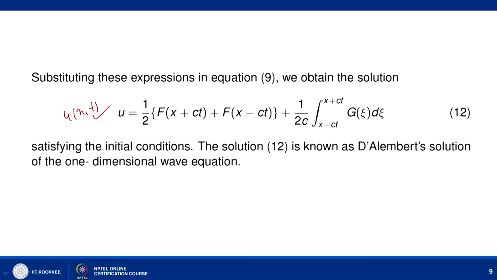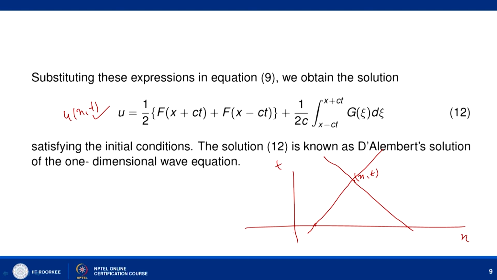This solution is known as D'Alembert's solution of the one dimensional wave equation, in fact the wave equation for an infinite string. Now, if you look here, I can draw this: here we have the x axis, here we have the t axis, and here we have the point x, t at which we want to find the solution. At this point, if you draw your characteristics, the characteristics are x minus ct and x plus ct.